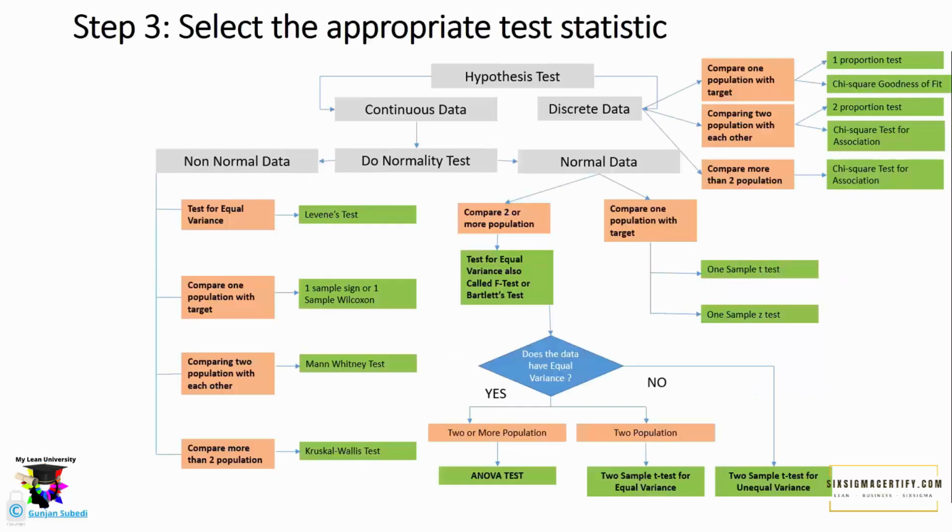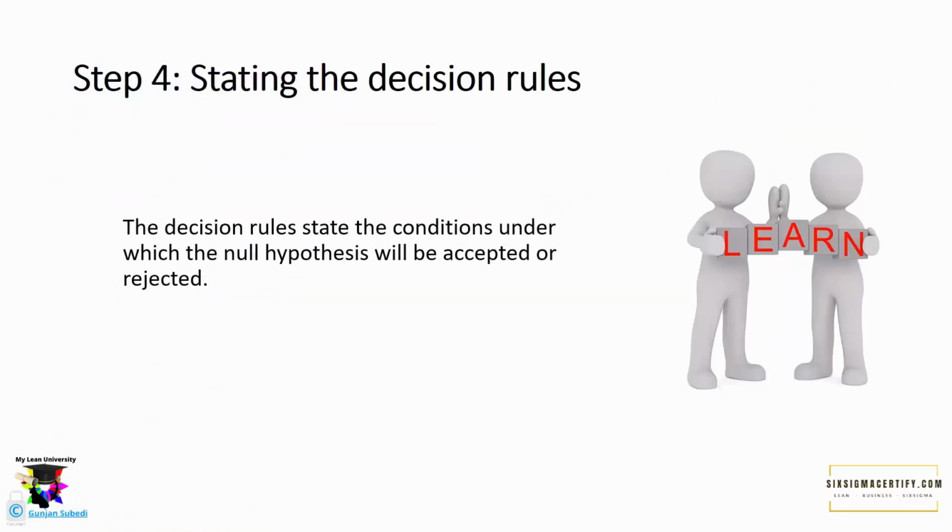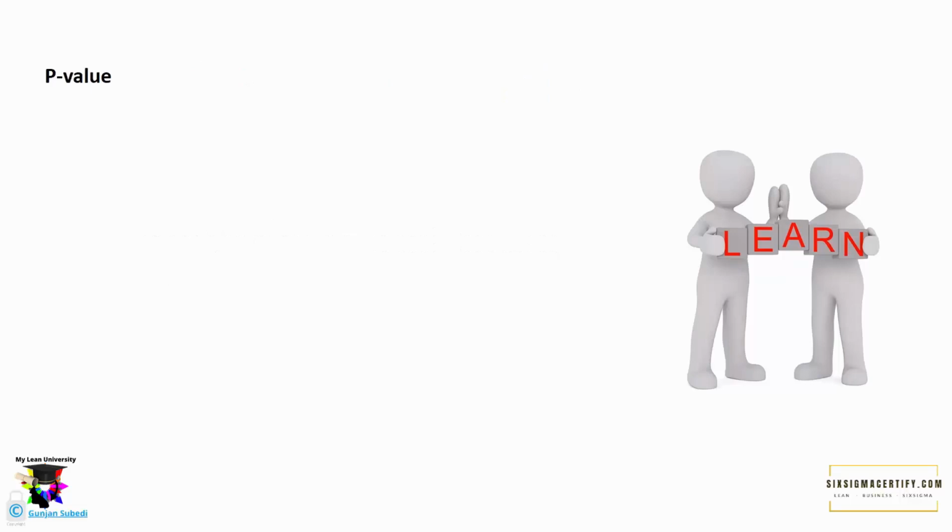The next step of the hypothesis test is selection of the appropriate test statistic. Now this may sound a little difficult for many students, as this is not an easy task on the first run. The next step is stating the decision rules. The decision rule states the conditions under which the null hypothesis will be either accepted or rejected. The critical value is the value that divides the non-reject region from the reject region.